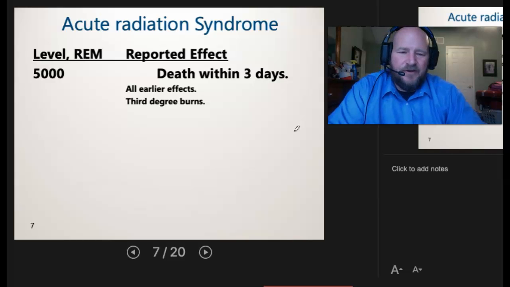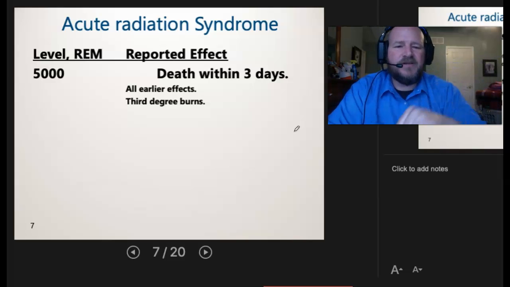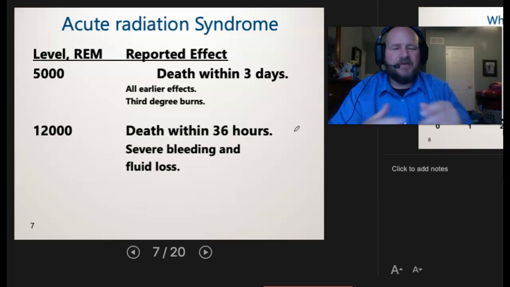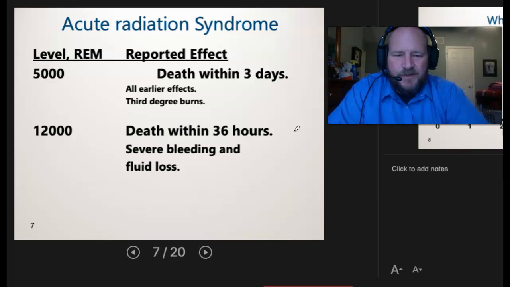And again, you get all the earlier effects, but now we're getting to a radiation level where there's going to be a heat component, and we're going to start to feel third-degree burns. At 12,000, we're now down to hours, and now we're going to have severe bleeding and fluid loss. So at this point, we're basically being blown up, and all of our fluids are starting to come out of us. Okay? Now, this is not a nuclear weapon at this point, just so you know.